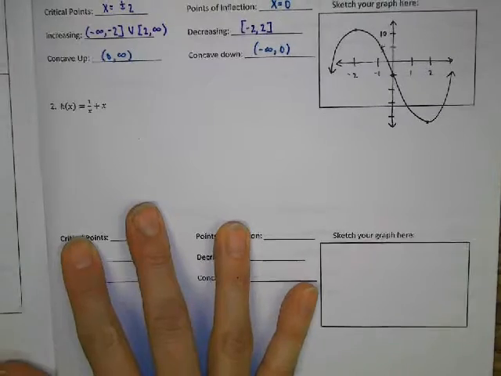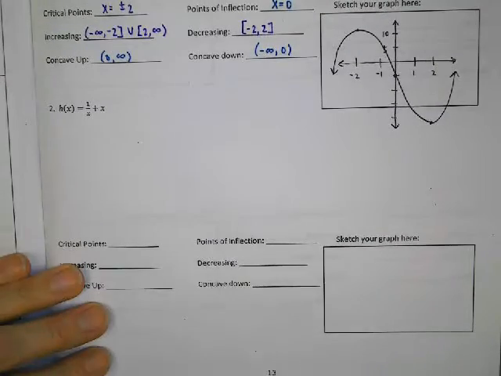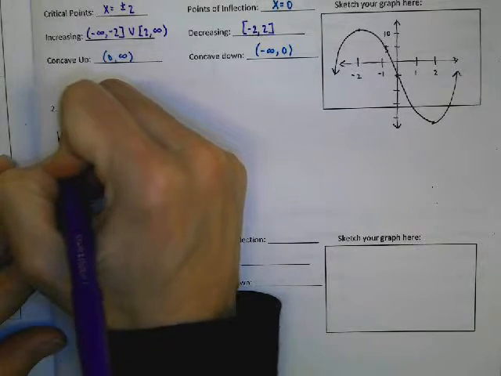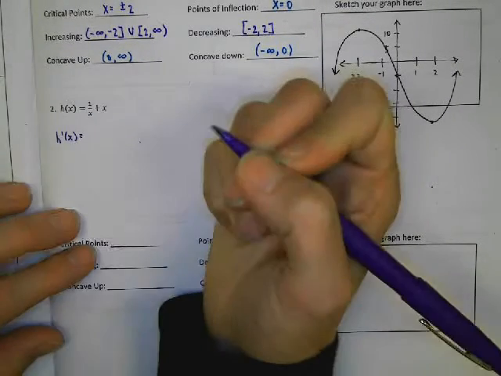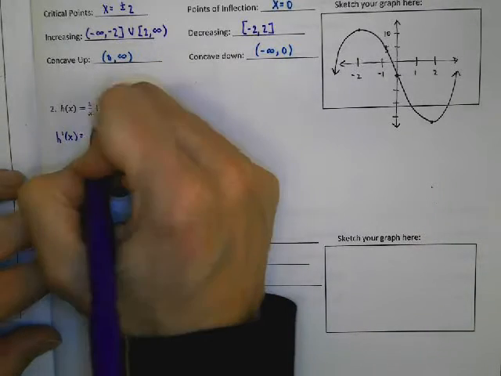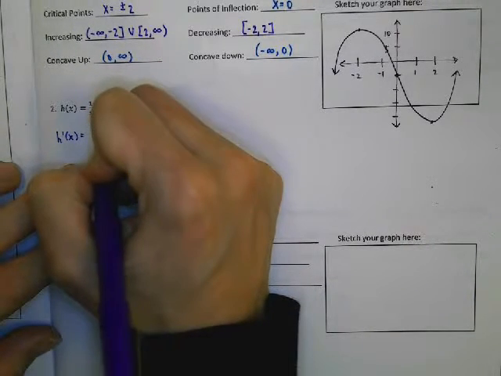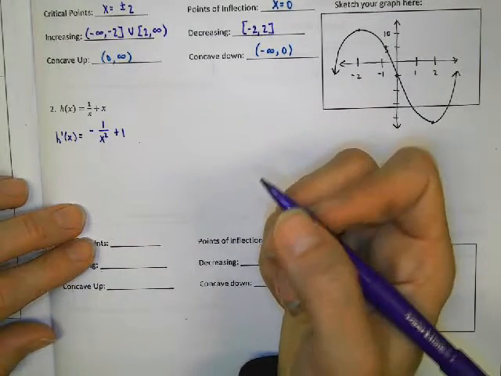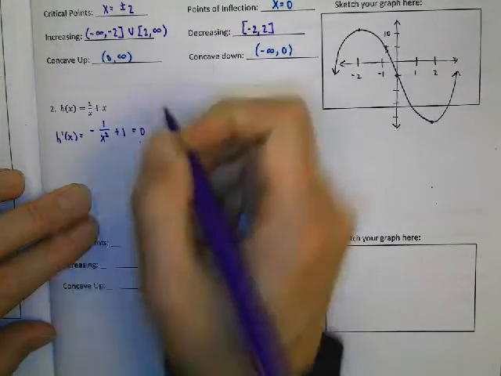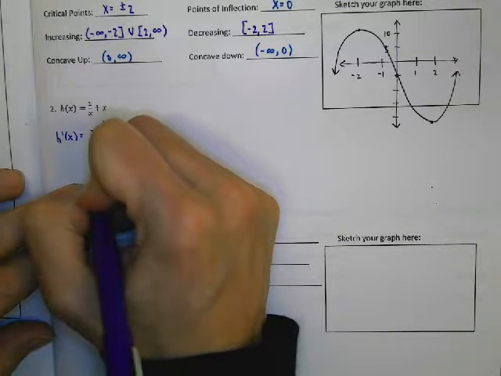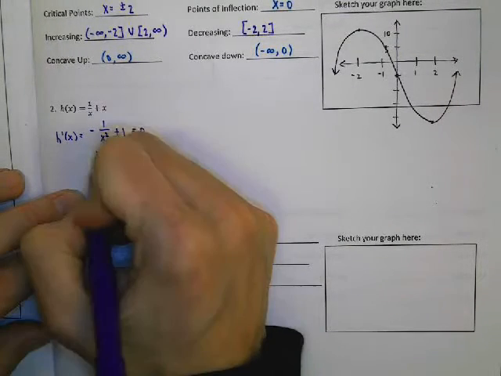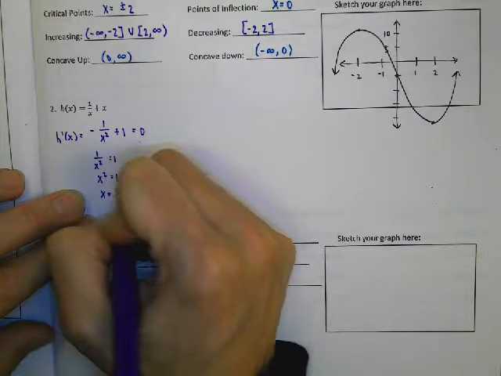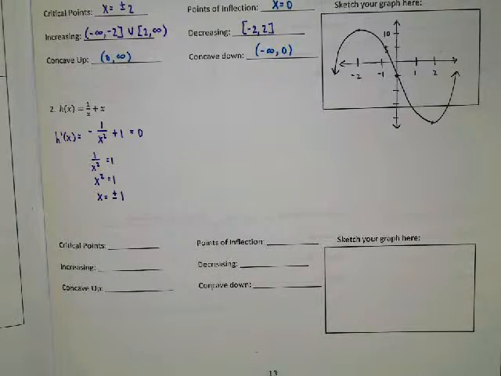So here's number 2. My function is h of x is 1 over x plus x. So again, our first job is to find those critical points. So h prime of x, if I take the derivative, I'm going to have negative 1 over x squared plus 1. And so the first thing I want to do is find where that is equal to 0. So I have 1 over x squared equals 1, which means x squared is 1. So x is positive or negative 1.